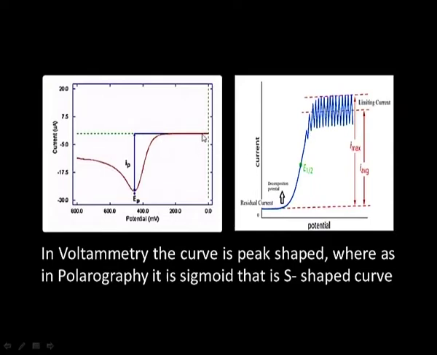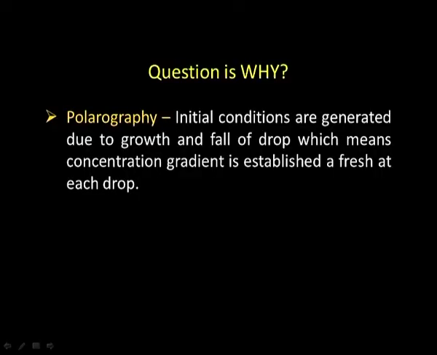Whereas in voltammetry we begin with less current, reach a maximum and then the current starts decreasing. So, in polarography we have an S-shaped curve, whereas in voltammetry we have a peak in place of the sigmoid S-shaped curve. The question is why there is a difference in behavior. The reason is in polarography initial conditions are generated due to the growth and fall of the drop, which means the concentration gradient is established afresh at each drop.